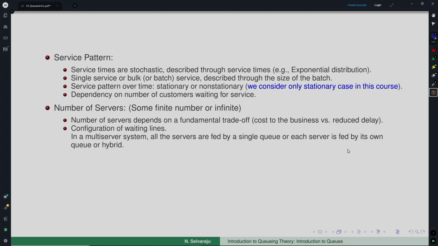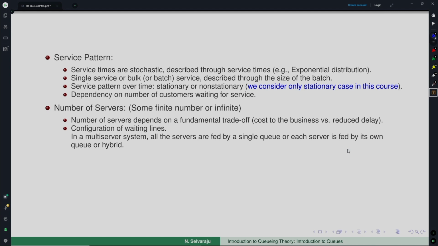So, this is part of the description. Whenever we say that parallel servers are there, in many cases we will assume that they are fed by a single queue. If it is otherwise, we will state explicitly that each server is fed by its own queue, or if this is the case, then a hybrid nature, and so on.